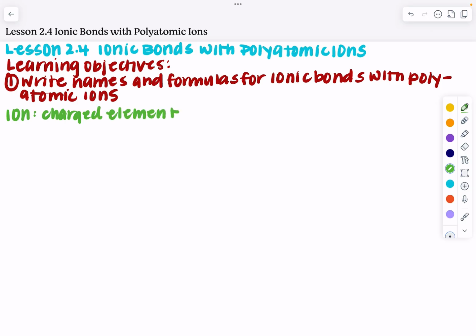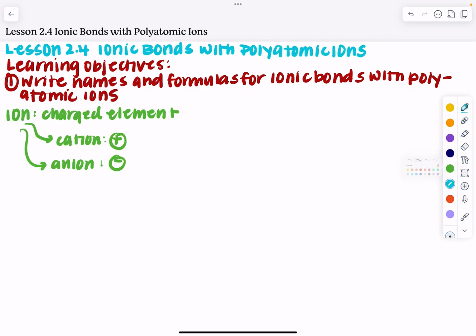There are two types of ions we can have. We can have a cation and an anion. Cation is positive, anion is negative. Ions form because most elements want to have a full valence shell or a full energy level. In the previous lesson, we learned about monoatomic ions. Monoatomic ions, again, mono means one atom that is charged, or one element that is charged.